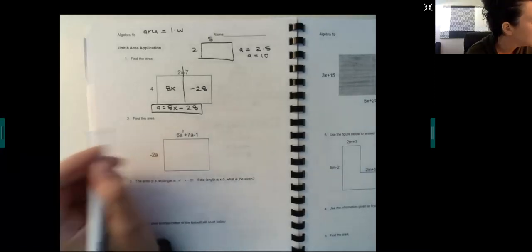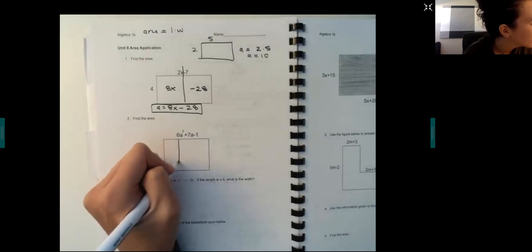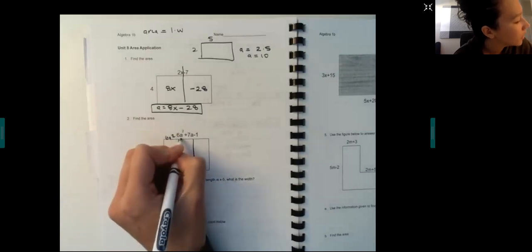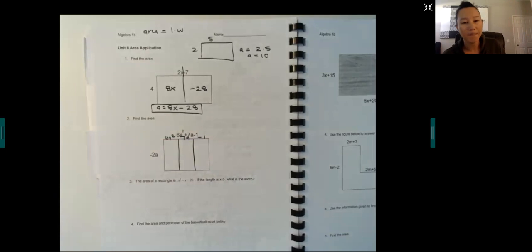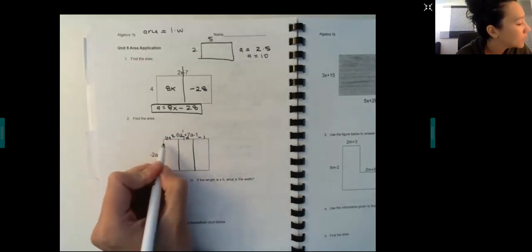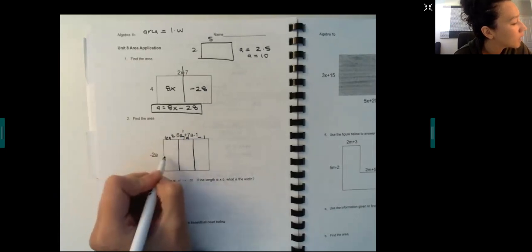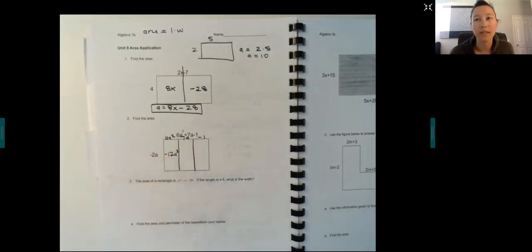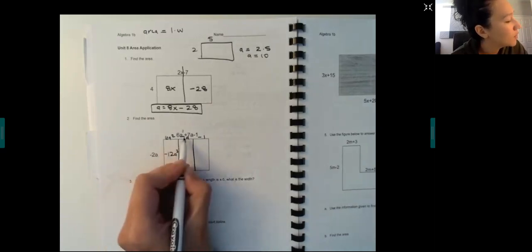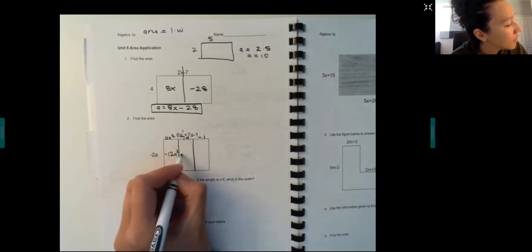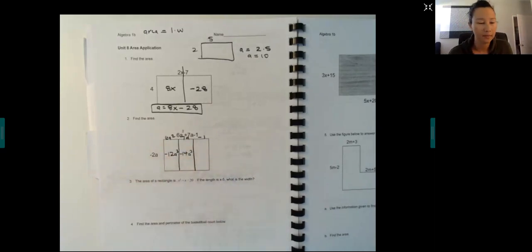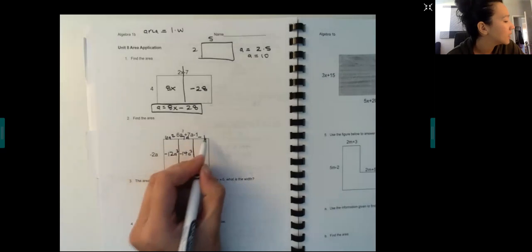Okay, so then number two, we have 6a squared plus 7a minus 1. So I'll relabel them 6a squared, 7a, and the minus 1. So -2a times 6a squared. So -2 times positive 6, that means it's negative 12. We have a squared times another a. So that's 3a, so a to the third power. And then we have -2a times 7a. So -2 times 7 is negative 14. And a times a, that's 2a, so a squared. And then -2a times -1.